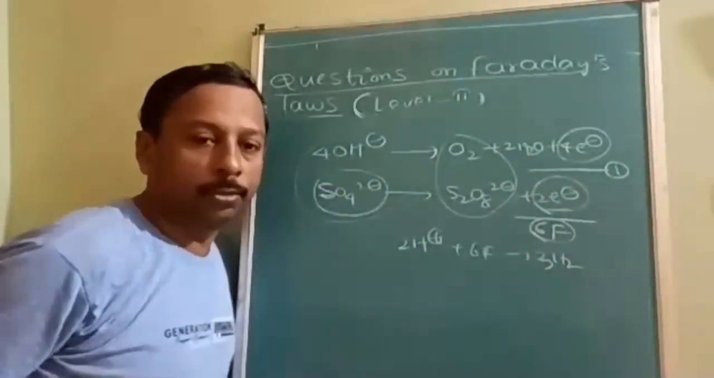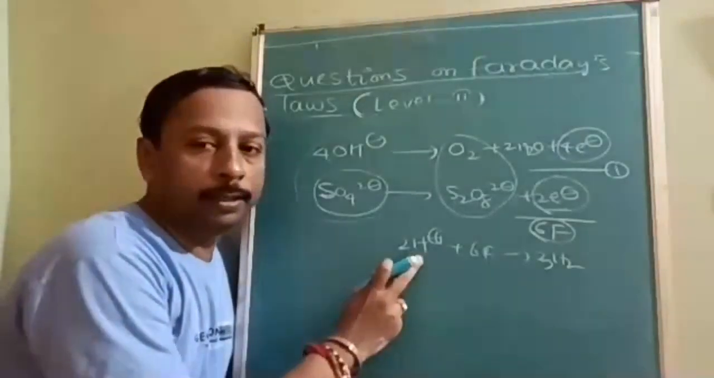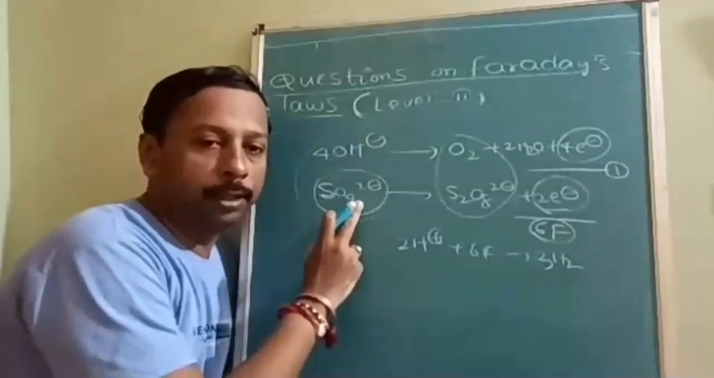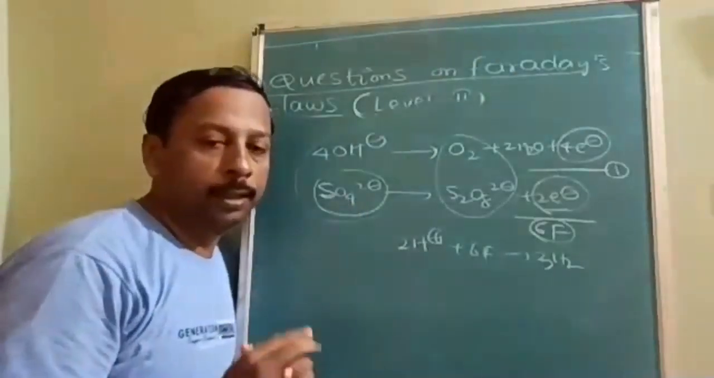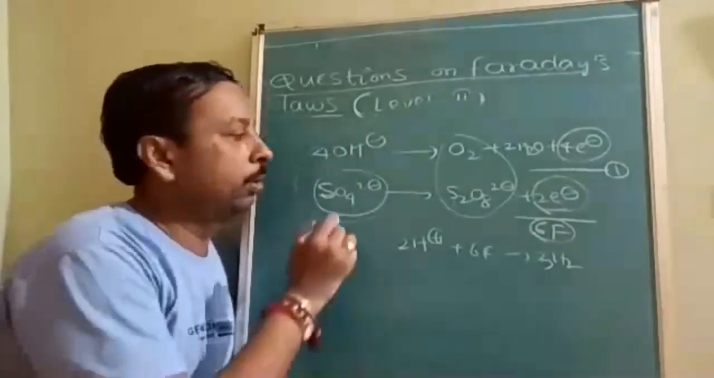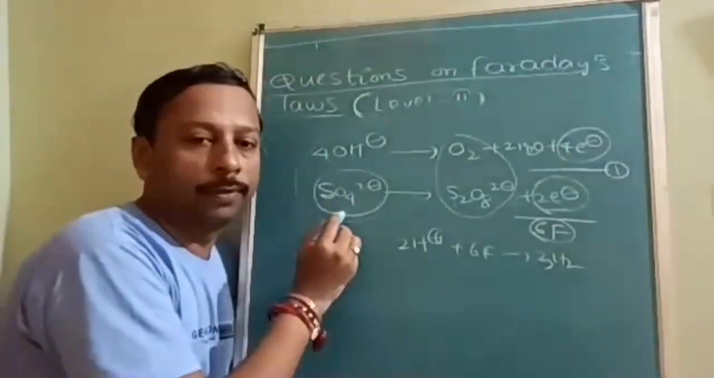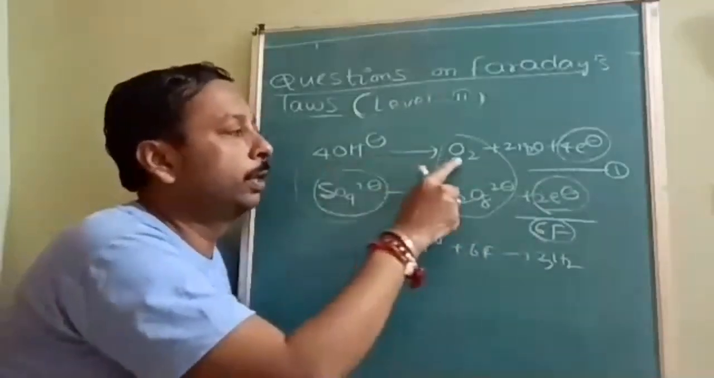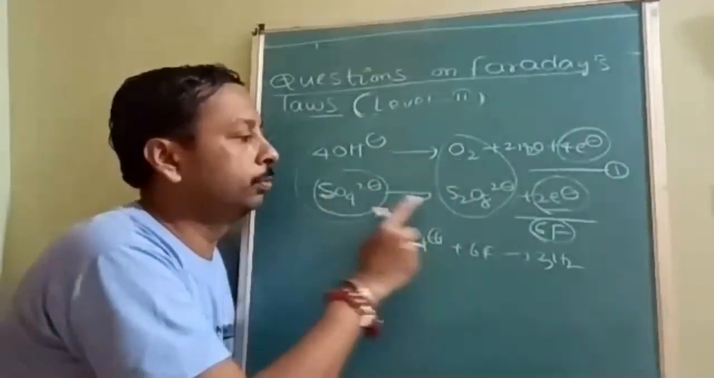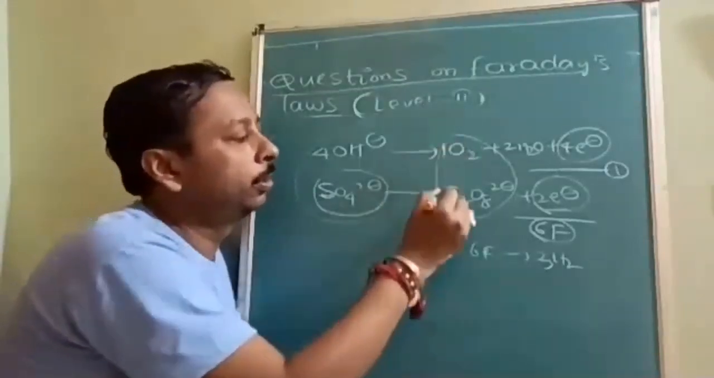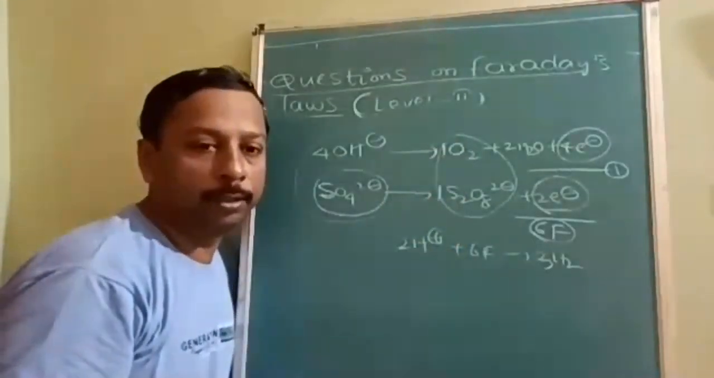Reactions at both electrodes: H+ will be at the negative electrode, and OH- and SO4 2- will be at the positive electrode. This is a special case where at one electrode two different substances will be produced. Because of OH-, O2 will be produced, and because of SO4 2-, S2O8 2- is produced. So here 1 mole, here also 1 mole, equimolar.